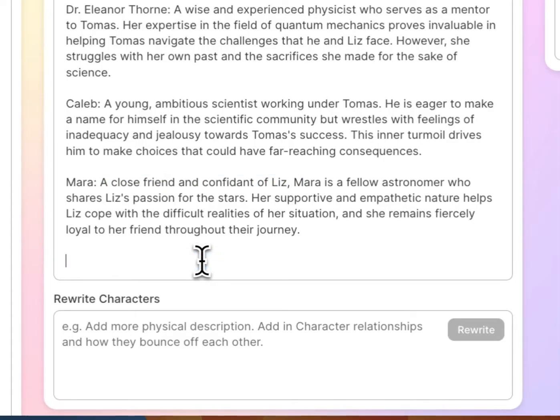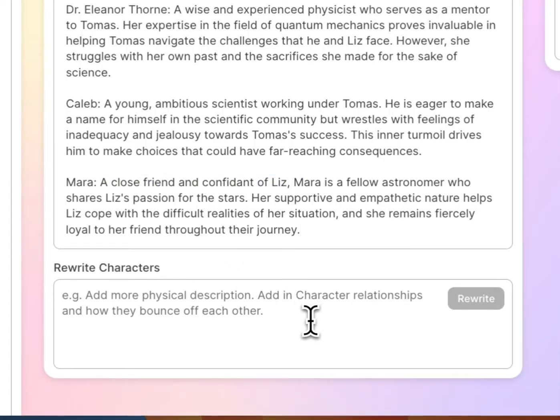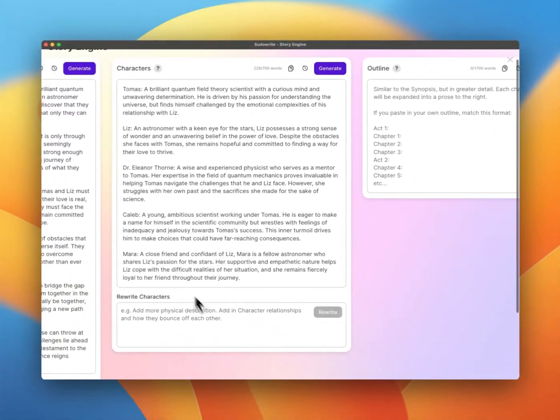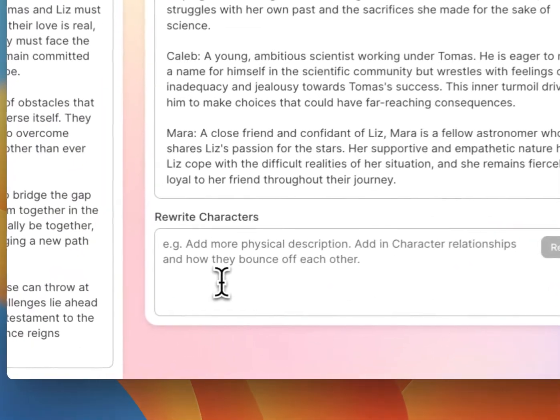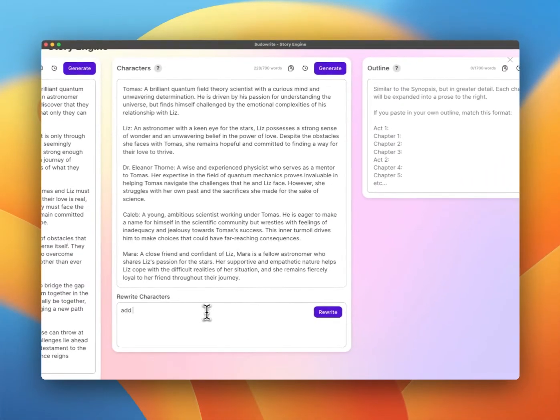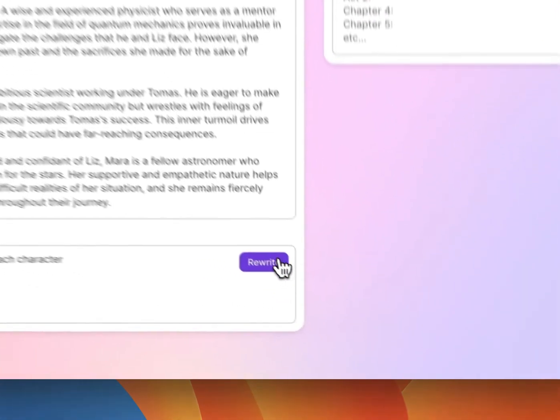Let's get rid of this one since I canceled in the middle. Let's see how we can rewrite this. So let's say that we like these characters, but we want a little specificity. What if we just want last names? So you can say add last names to each character. Now rewrite.